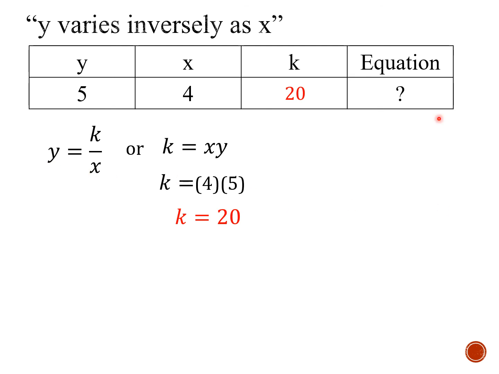Then, how to find the equation of variation? Gamit po ito, papalitan lamang po natin si k. Ano ipapalit natin kay k? That is 20. So y is equal to k over x. So the equation of variation is y is equal to 20 over x. So yan po ang sagot po sa equation. Diba? Napakadali.